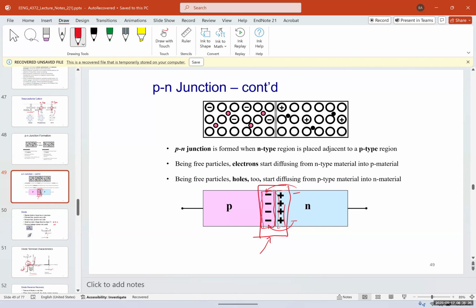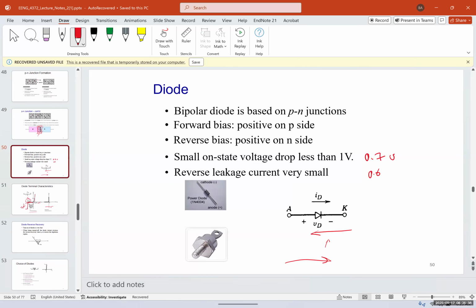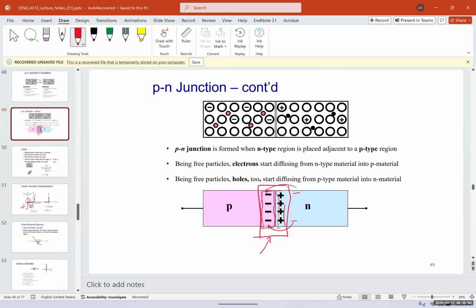When you connect the P side to a negative and the N side to a positive, or the other way around, something interesting happens. You create a one-way system, like a one-way valve. It allows the current to pass in one direction and blocks it in the opposite direction. So what happens if we connect these to the positive end?